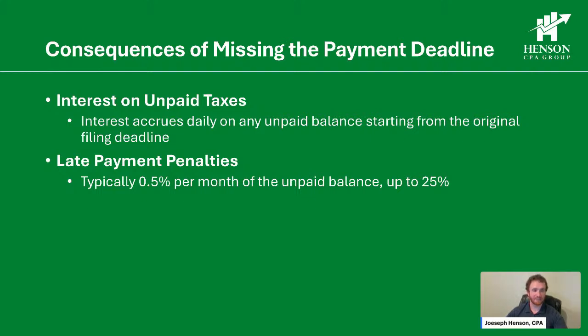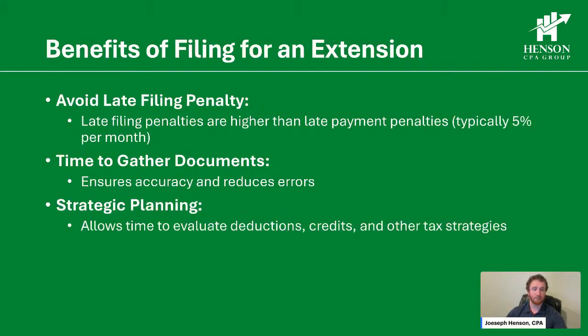Next, what are the consequences of missing the payment deadline? One of the consequences are going to be interest on unpaid taxes. The interest does accrue daily on any unpaid balance starting from the original filing deadline. You also have a late payment penalty. What is this? Well, this is typically at 0.5% per month of the unpaid balance up to 25% of the original balance. These penalties really have a lot of negative consequences, especially if you are self-employed and you don't make estimated tax payments throughout the year. If you owe $1,000, $2,000, $3,000, $4,000, $10,000, $20,000, these can add up extremely quickly.